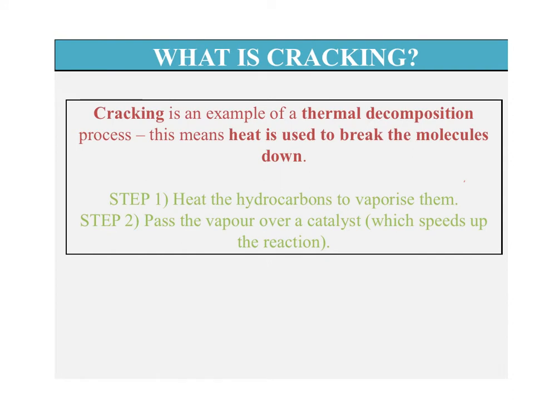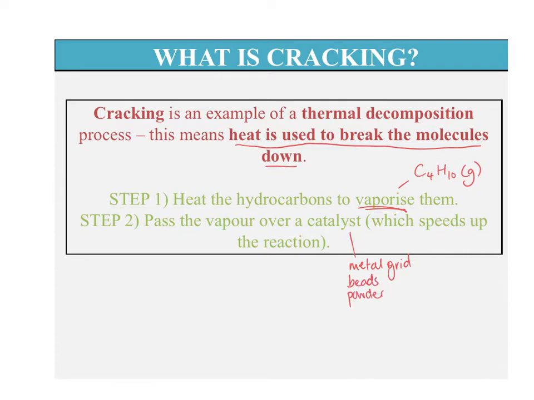So the way that we do cracking is a thermal decomposition process, and that means that we're going to use heat to break down the molecule. We're going to apply heat in the presence of a catalyst, and then we're going to remove the products that we produce. The first thing we do is heat the hydrocarbons to vaporize them. They're now in the gaseous state, so maybe we have C4H10 gas, for example, and then we pass that vapour in a little tube over the catalyst. And the catalyst might be attached to a metal grid, it might be beads, it might be a powder.